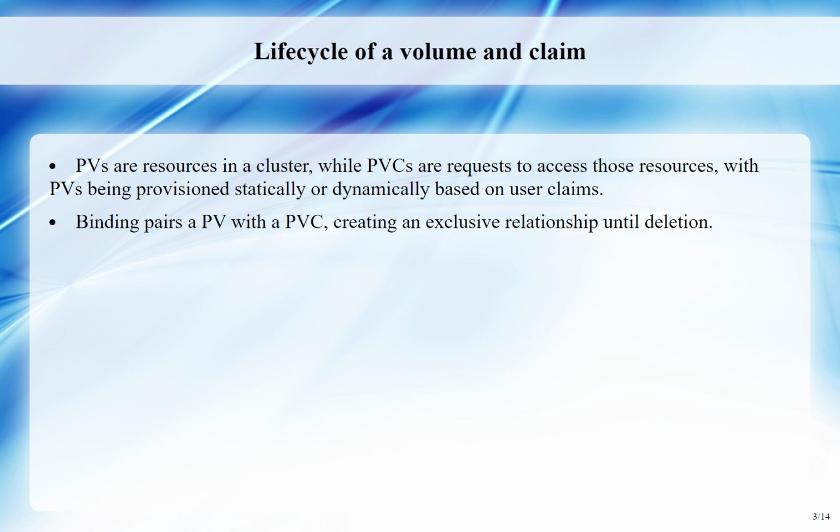Binding occurs when a PV is matched with a PVC, binding them together in a one-to-one mapping using ClaimRef. Once bound, the relationship between a PVC and PV is exclusive and remains until the user no longer needs it. When a user is done with a volume, they can delete the PVC object from the API to allow reclamation of the resource.